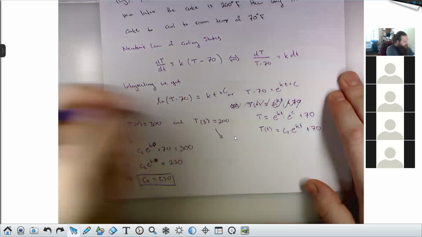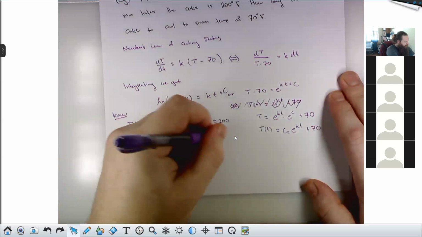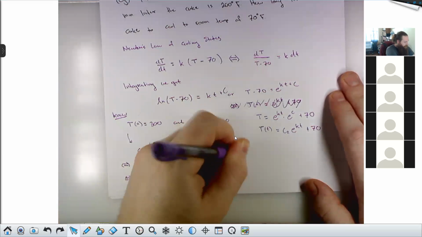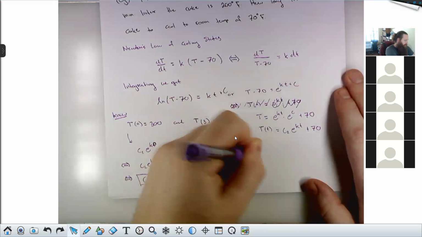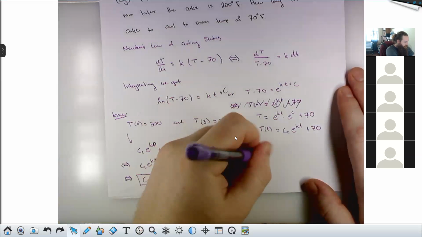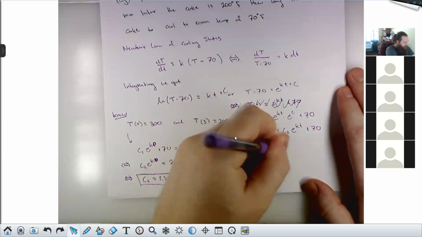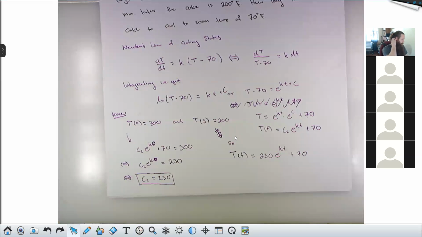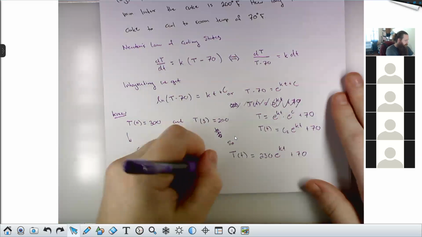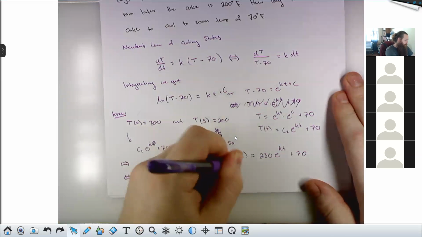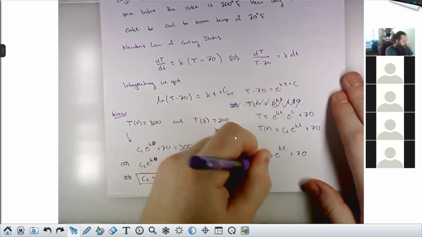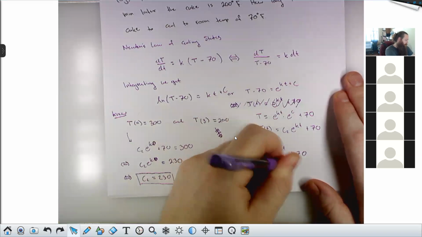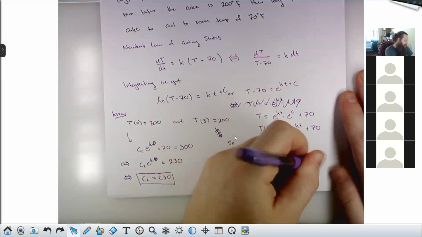We have, let me update this. We'll write it like this. So big T of little t is 230 e to the kt plus 70. That's where we are so far. And using the fact that T of 3 is equal to 200, we're going to solve for K.